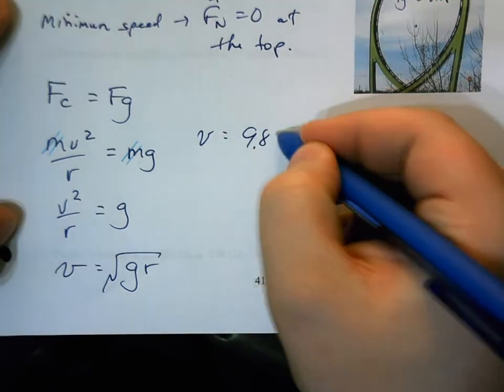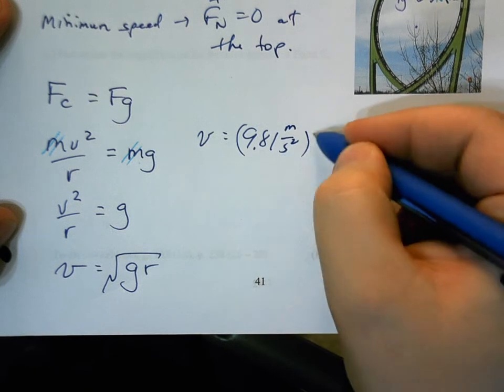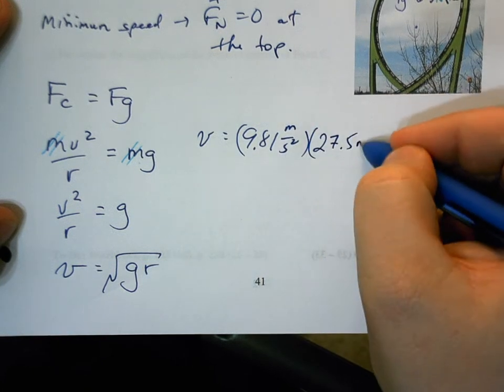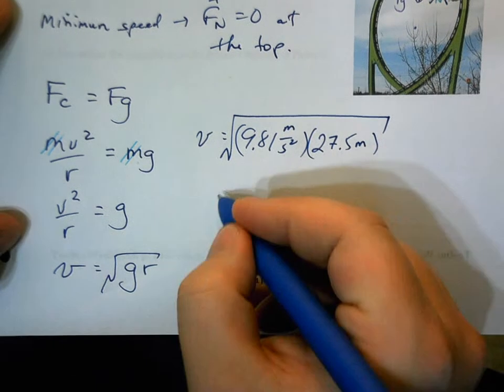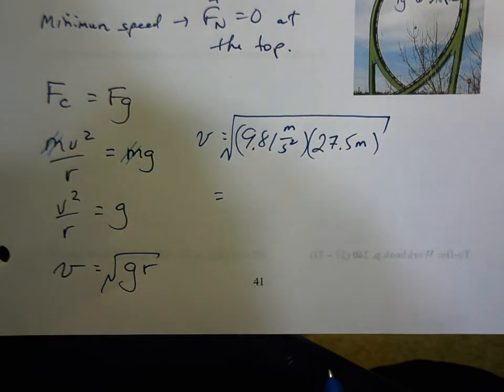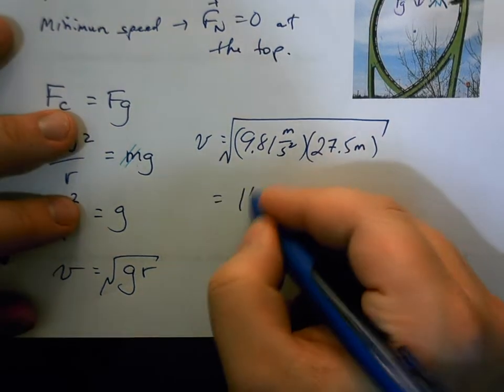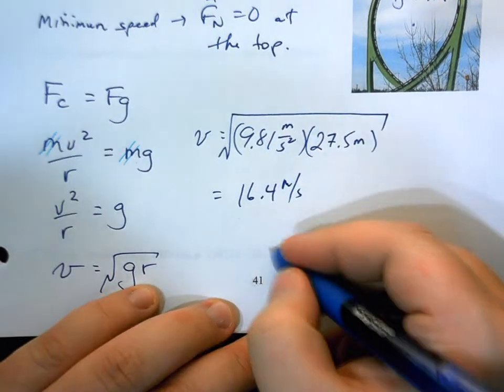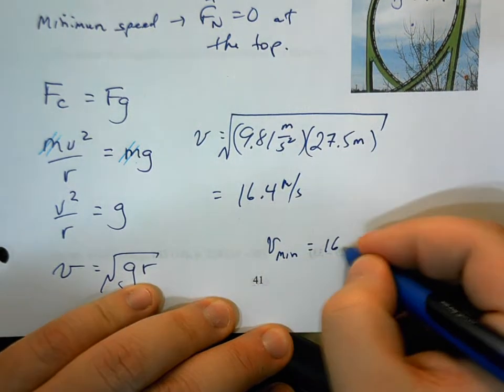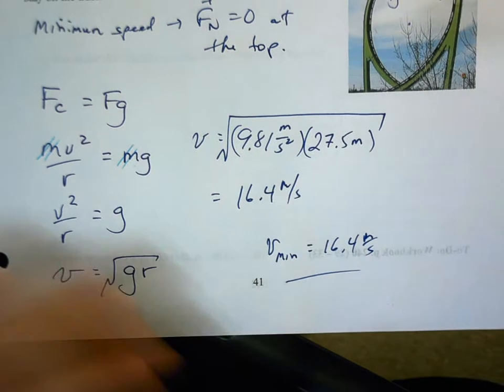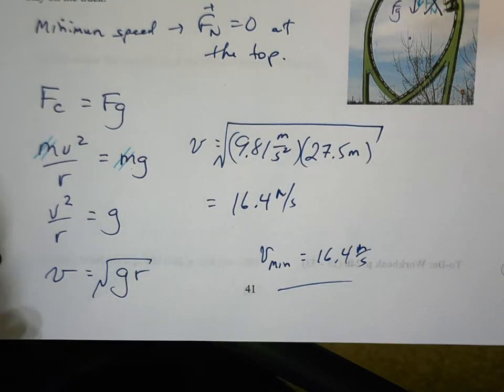So based on what I have, we have this 9.81 meters per second squared. We have this 27.5 meters. We're going to square root all that. And let's see here, times 27.5, we are going to get about 16.4 meters per second. So this is the minimum speed that the roller coaster has to travel to actually get around that loop. If it travels less than that, it won't be able to get around the loop. If it travels faster than that, it has sufficient speed to get around the loop.